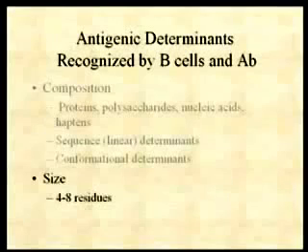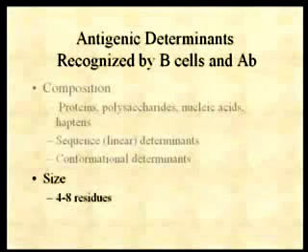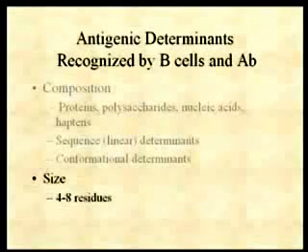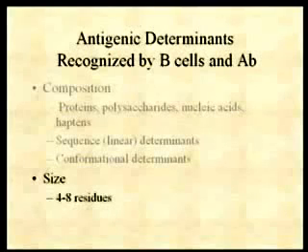As far as the size is concerned, I don't expect you to remember numbers. I put them up there just to give you a feel for what the sizes of these things are. In the case of the B cells and the antibodies, the epitope size is typically in the range of about 4 to 8 residues long. So 4 to 8 amino acids, 4 to 8 sugar molecules.